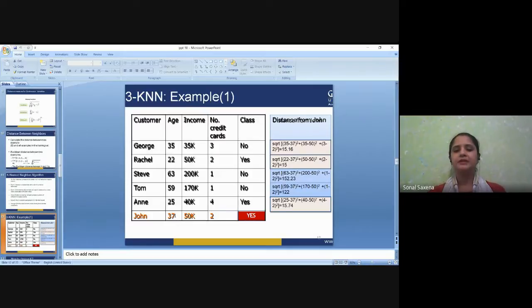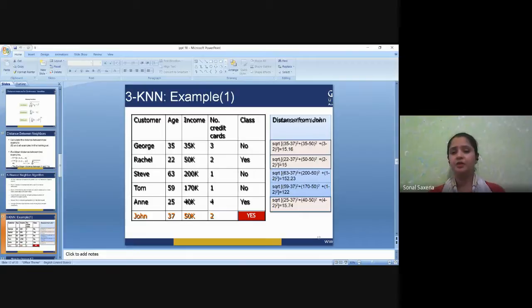That is, let's say 37 minus 35, which is 2. Then 35 minus 50 is the income part, and then the number of credit cards, 3 minus 2. This is how I'm going to find out the distance. So it comes out to be 15.6. Similarly, with Rachel, it would be 22 minus 37, 50k minus 50k, and 2 minus 2. So this comes out to be 15.